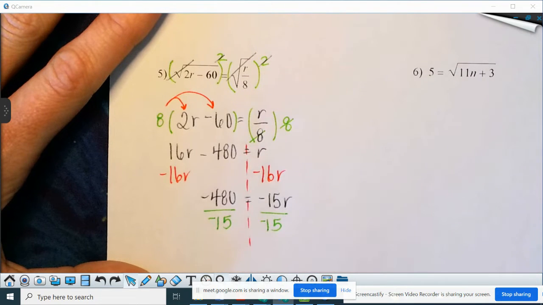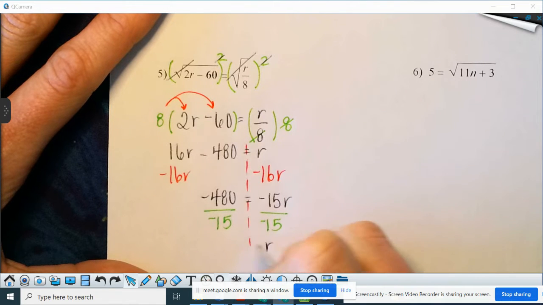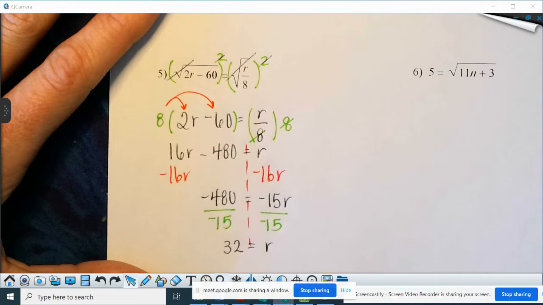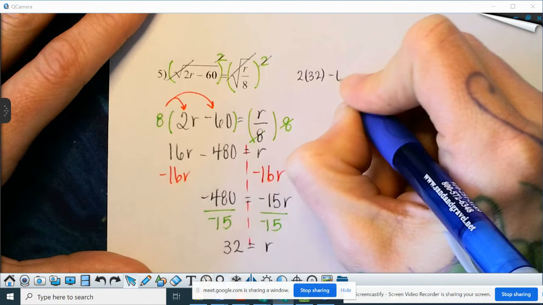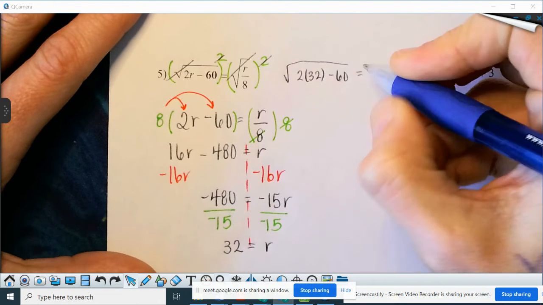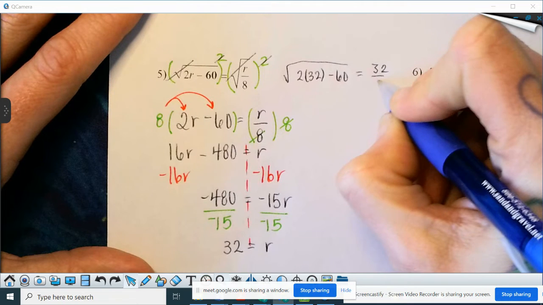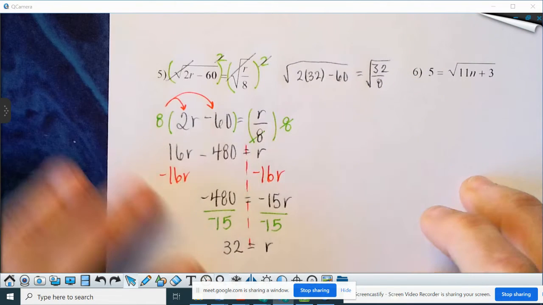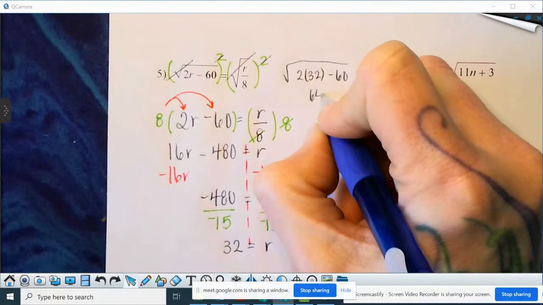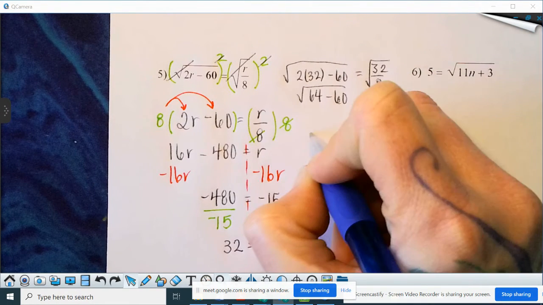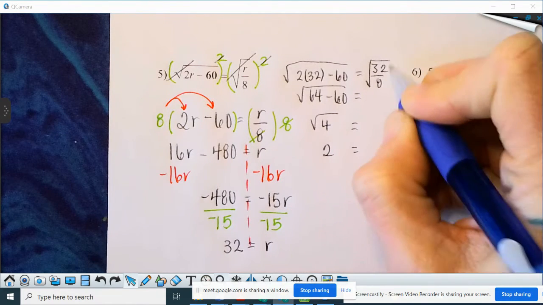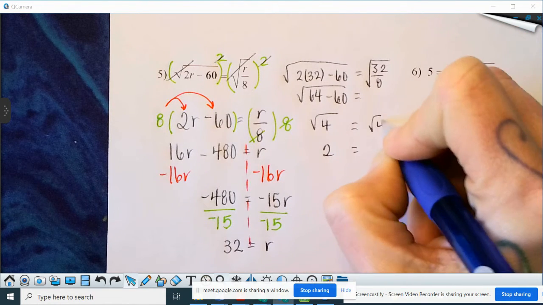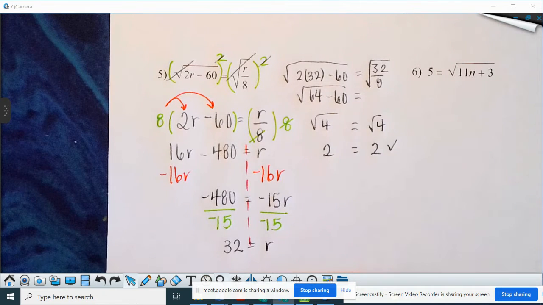And that's going to give us a positive 32. So again, we could plug that in if we wanted. So 2 times 32 minus 60, and we're going to take the square root of that, should equal the same thing as 32 divided by 8, and take that square root. So 2 times 32 is 64 minus 60, which gives us the square root of 4, which should give us 2. We can work down the other side. 32 divided by 8 is also going to be the square root of 4, which also gives us 2. So we know we did that one right.